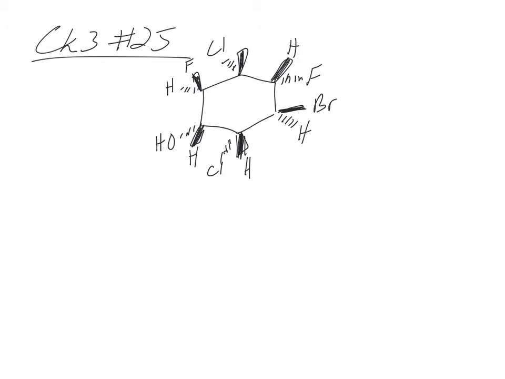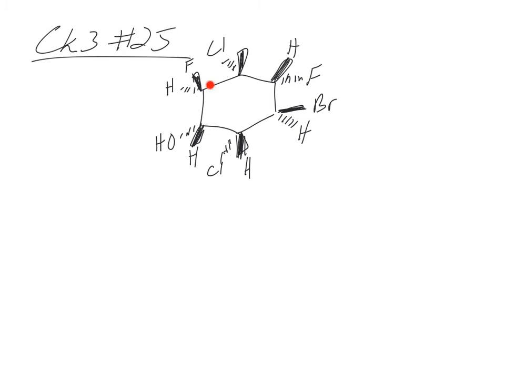Okay, back. Went ahead and filled this all in. Couple things to notice. All the wedges and hatches have to be outside the ring, right? If you put it inside the ring, it makes it ambiguous, so you can't do that. Make sure everything's outside the ring. Again, emphasizing, if something's up, it's always up. If something's down, it's always down, right?